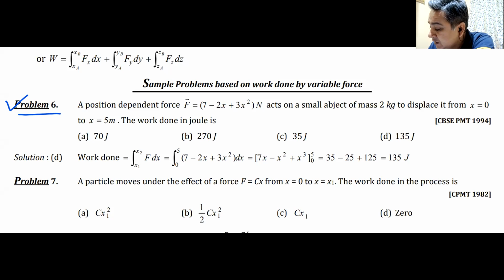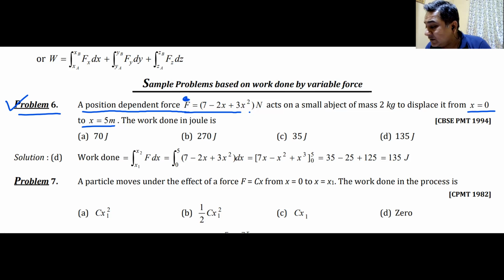Problem number 6. A position dependent force F is equal to, it is written as a vector, but again, it is only on the x-axis, 7 minus 2x plus 3x square. Remember, this is the force that is along the x-axis only, because the particle is getting displaced from x equal to 0 to x equal to 5.